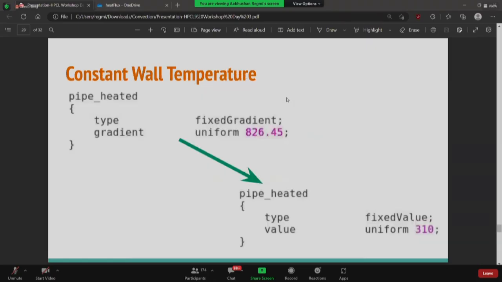And finally, instead of providing fixed gradient, right now in our simulation, in our heated pipe section, we provided a fixed gradient, that is a temperature gradient. We could also provide the temperature of the wall. So if you want to provide the temperature of the wall, this is how you do it. Pipe heated, type fixed value, and then you give the value of the temperature, that is 310 Kelvin.